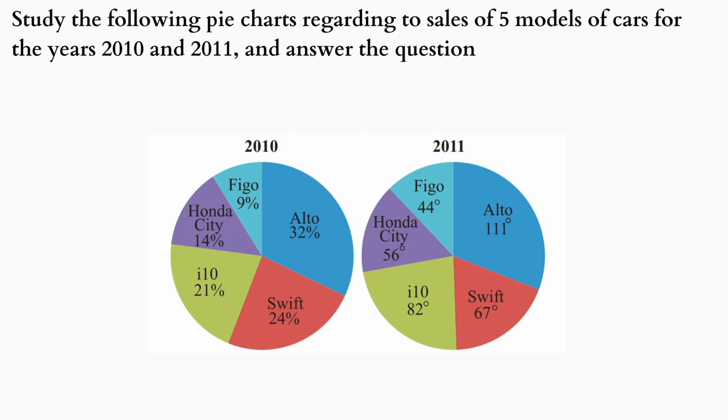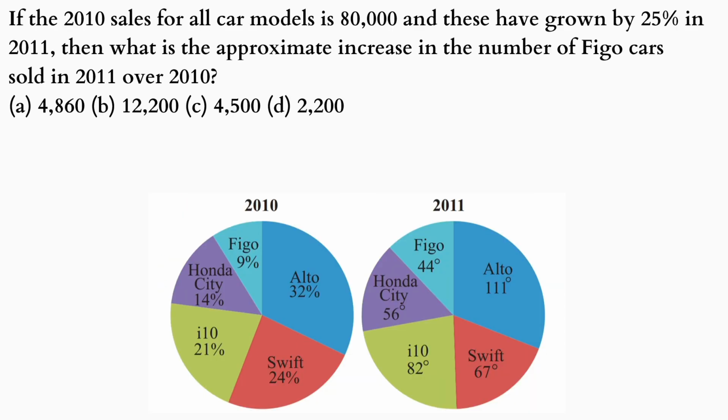So study the following pie charts regarding sales of 5 models of cars for the years 2010 and 2011 and answer the question. Okay, these are the pie charts, 2 pie charts here. The first one represents the year 2010 and the second one represents the year 2011, and the percentage of shares of all these brands is given. 5 models of cars. So if the 2010 sales for all car models is 80,000 and these have grown by 25% in 2011, then what is the approximate increase in the number of Figo cars sold in 2011 over 2010?